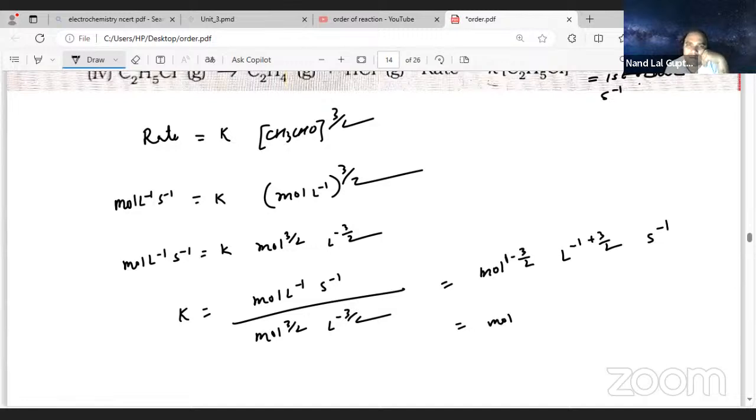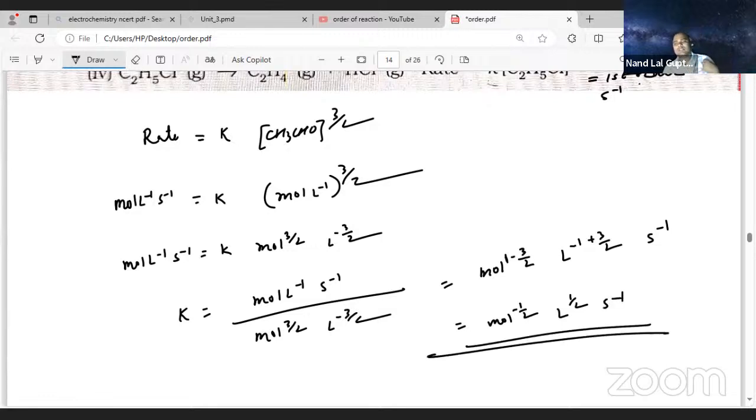Mole, what will come, Sanjay? Minus 1/2 liter, and 2 and 1 are 3, so liter 1/2, because 3 minus 2 is 1. So 3/2, and second inverse, this one. Can you check the answer?